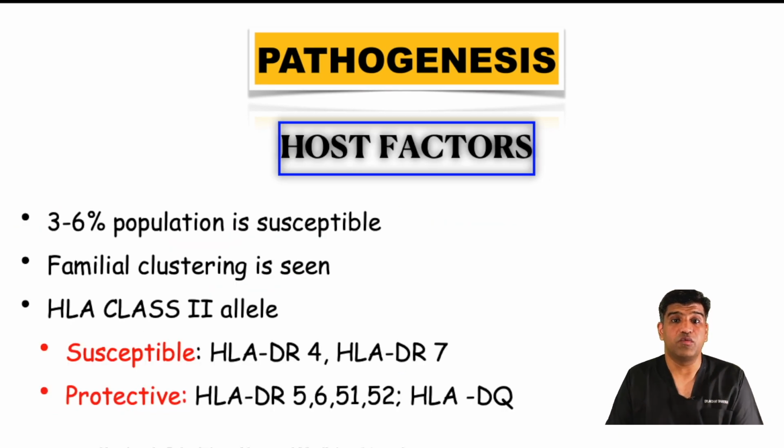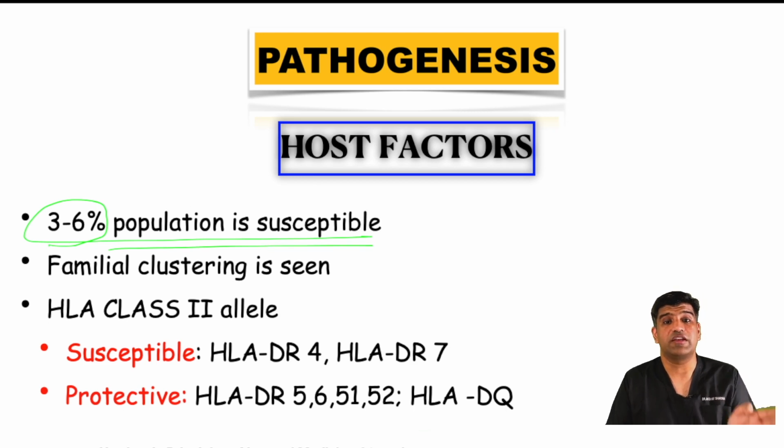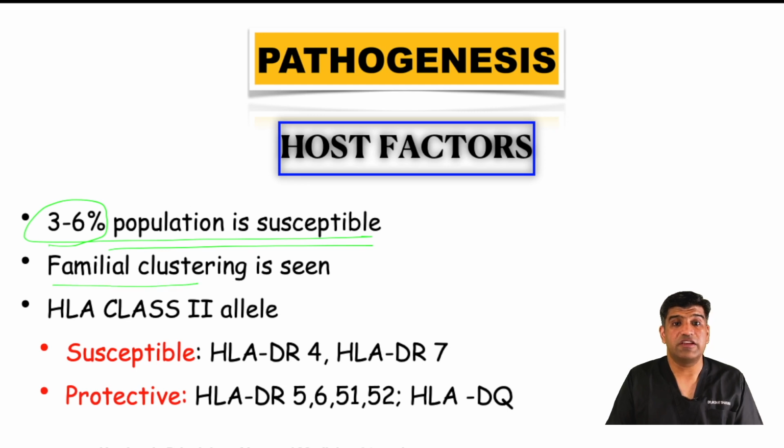Now the host factor, what is special about the host? Only 3 to 6% of the population is susceptible. Not everybody is susceptible to acute rheumatic fever. It is not like everybody who has a streptococcal throat infection lands up having acute rheumatic fever and valvular heart damage. Only 3 to 6% of the population is susceptible. Familial clustering is seen. It runs in the family.